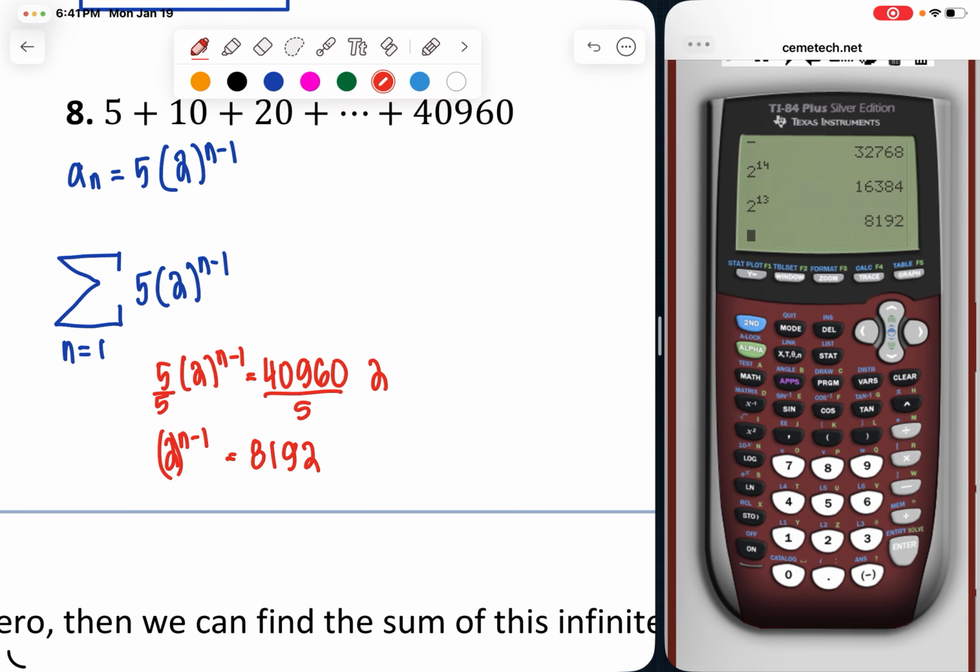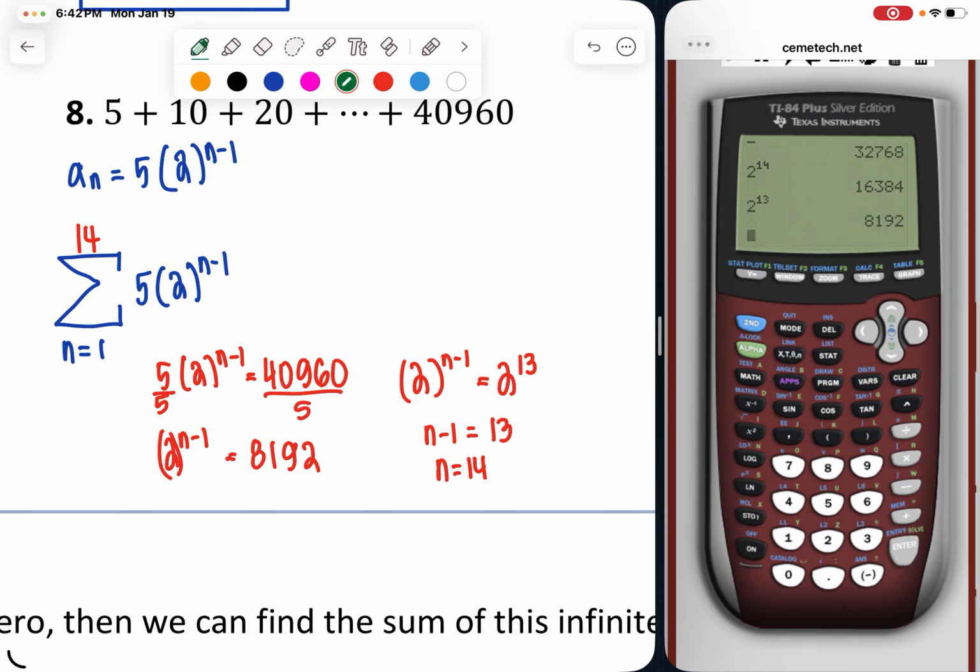So I have 2 to the n minus 1 is equal to 2 to the 13th power. Be careful here because n is not 13. n minus 1 is 13, so n is 14. All right, so 14. Once again, there is a more algebraic way of solving that. It's called using logarithms, but we're not in that chapter yet.